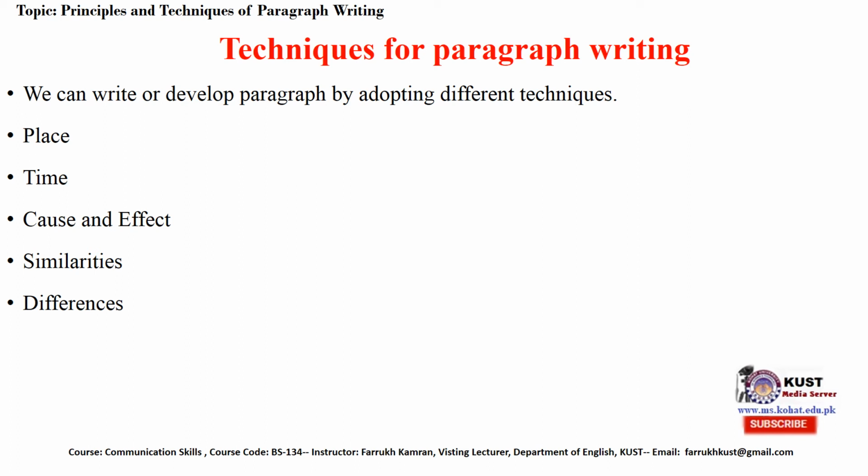Then similarities. In supporting sentences of a paragraph, we can quote similar examples happening in events. This will strengthen our argument. Last but not the least is differences. In a paragraph, we can compare and contrast a thing. In this way, we can highlight the different aspects of that thing. This can be done by contrasting the qualities of different things. This will also strengthen the topic sentence.